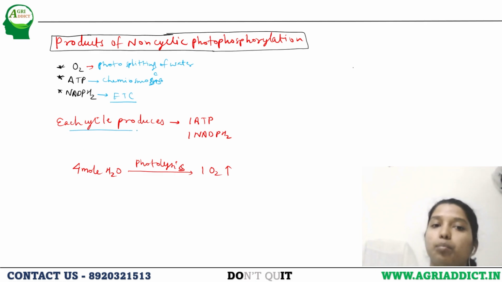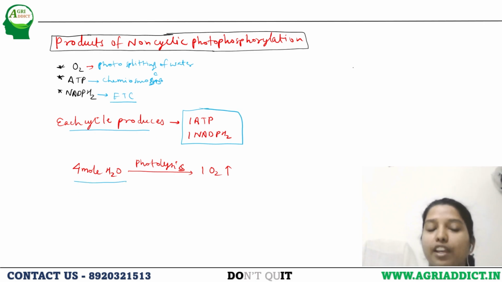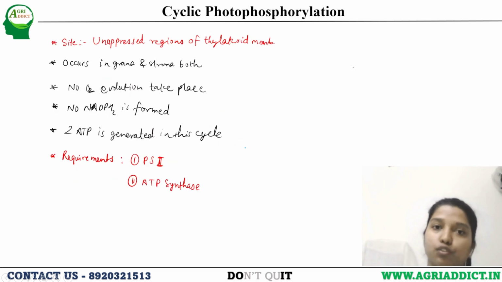Now each cycle produces one ATP and one NADPH. If four molecules of H2O undergo photolysis of water, then 1 mole of O2 will be released. Okay, so let's move to the next.